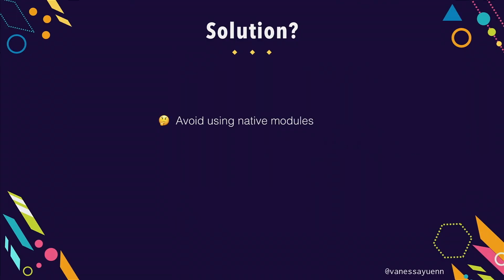So what's the solution? Is it just to avoid using native modules? You can try. It's not that hard, because there are only 400 native modules, right? And if you can somehow avoid using them, they do decrease the complexity of building for cross-platform a lot.